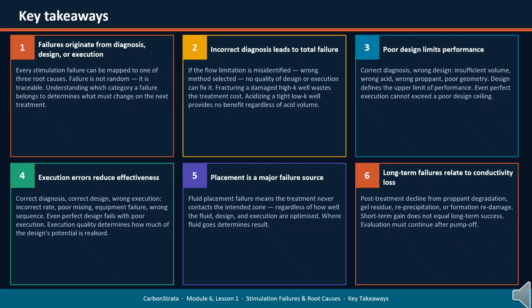Everything in this module reduces to 6 rules. First, all failures originate from 3 sources: diagnosis, design, execution. If you cannot classify the failure, you cannot fix it. Second, incorrect diagnosis leads to total failure. Wrong problem. Wrong method. No improvement is possible.